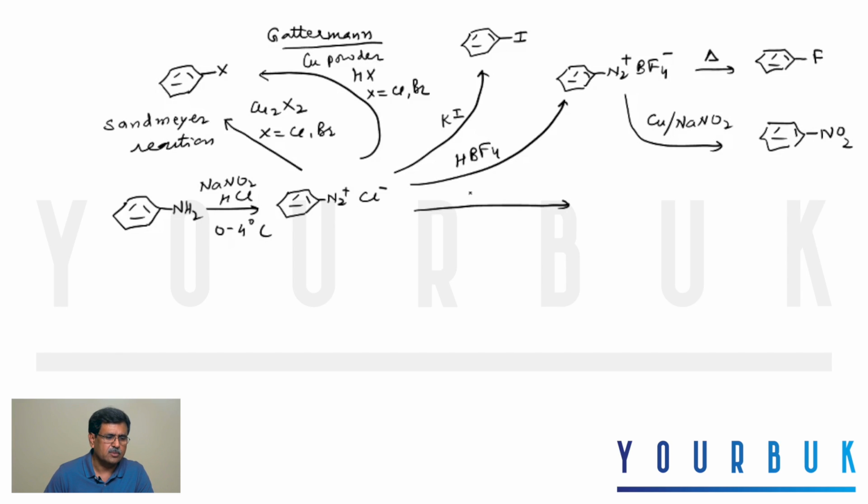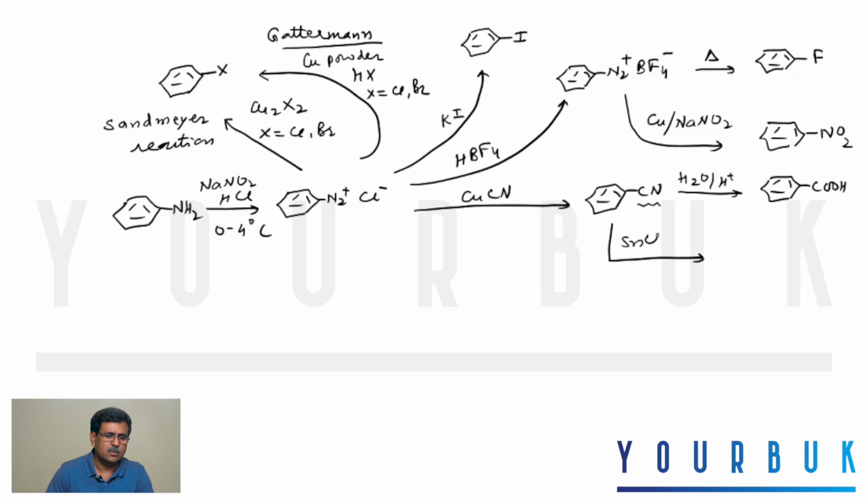The next is we can also convert this into a cyano group using CuCN. It gives a cyanobenzene, and once you have a cyanobenzene, it means you can add one carbon on the benzene ring, and this CN group on hydrolysis with dilute sulfuric acid gives carboxylic acid. So we can convert aniline into benzoic acid, and via this method we can add one carbon on the benzene ring. And the same cyanobenzene on reduction with SnCl2 and hydrochloric acid and hydrolysis gives a benzaldehyde. So we are using Stephen's reaction to convert the cyanobenzene into benzaldehyde.